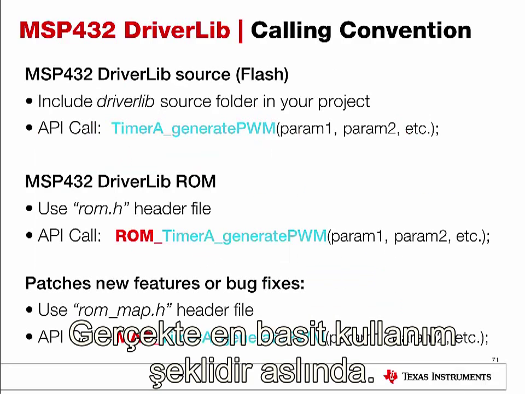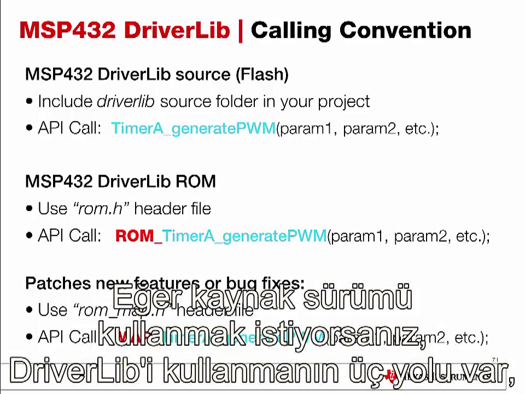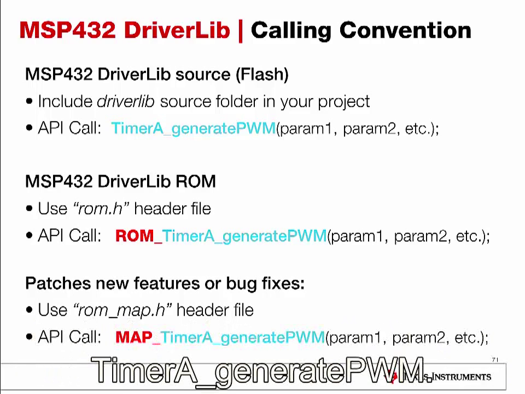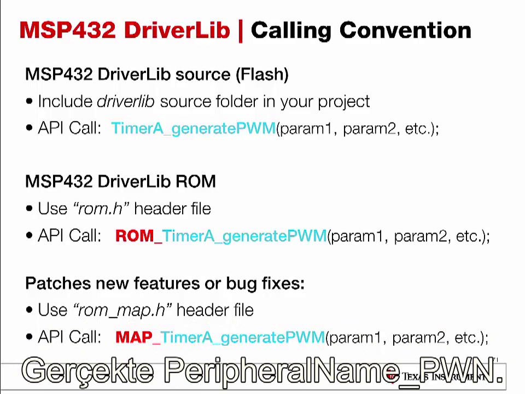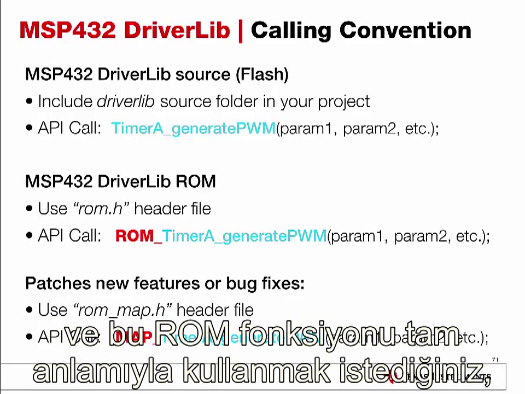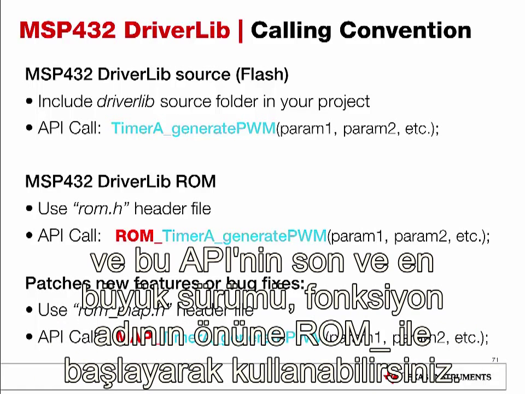This is actually very easy to use in reality. The three ways of using the DriverLib calling conventions are: if you want to use the source code, simply have no prefix. So the API call will be something like this: peripheral name underscore the function name, for example generate PWM. If you explicitly want to use a DriverLib ROM function, if you know for a fact that the ROM function is what you want to use and it is the latest and greatest version of the API, you can use the prefix ROM underscore in front of the function name.